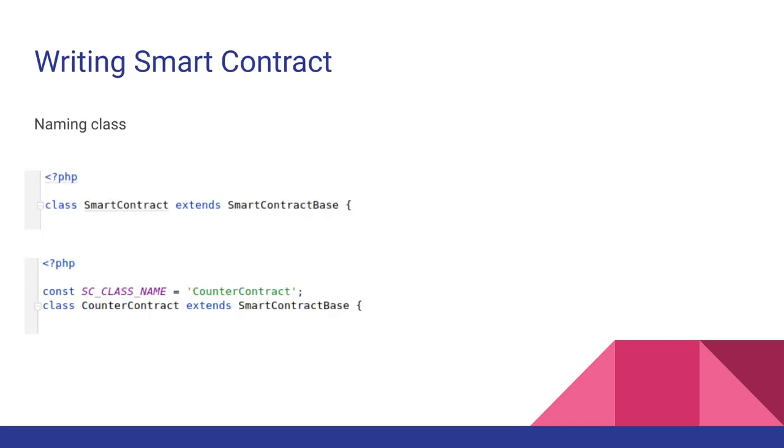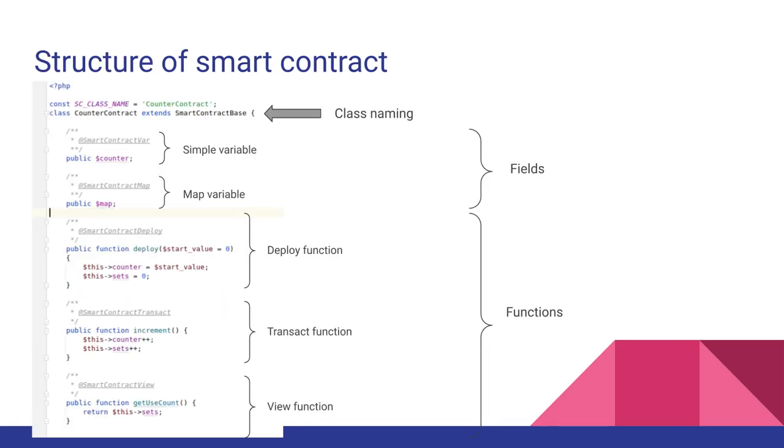A smart contract is written as any other PHP code with some specific requirements. It must start with a PHP class named SmartContract, which extends SmartContractBase. If there is a need to have a different class name, then that class name can be explicitly defined with the constant SC_CLASS. A smart contract, as any other PHP class, has class properties, fields, and methods or functions.